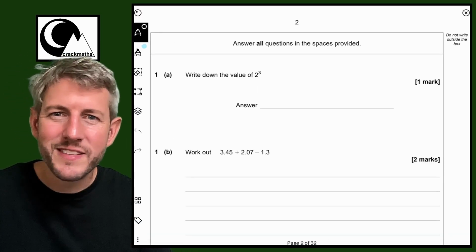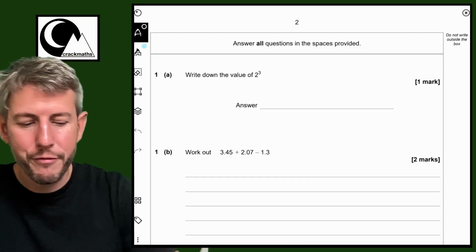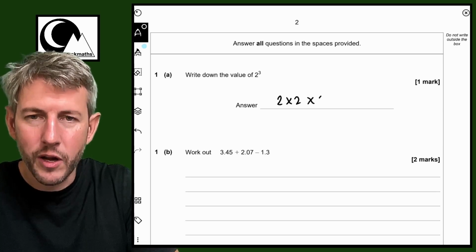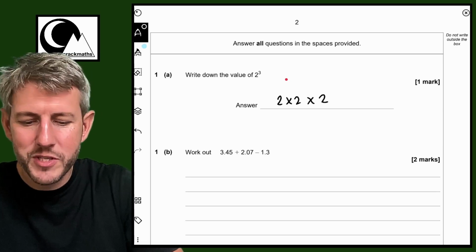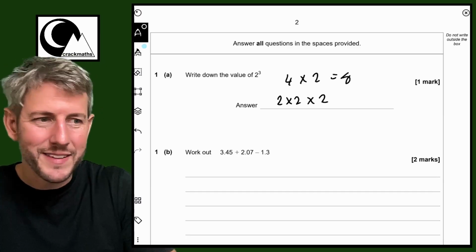So the first question here says, write down the value of 2 to the power of 3. So 2 to the power of 3 means 2 times 2 times 2. So 2 times 2 is 4, and then we have 4 times 2, which is going to equal 8.